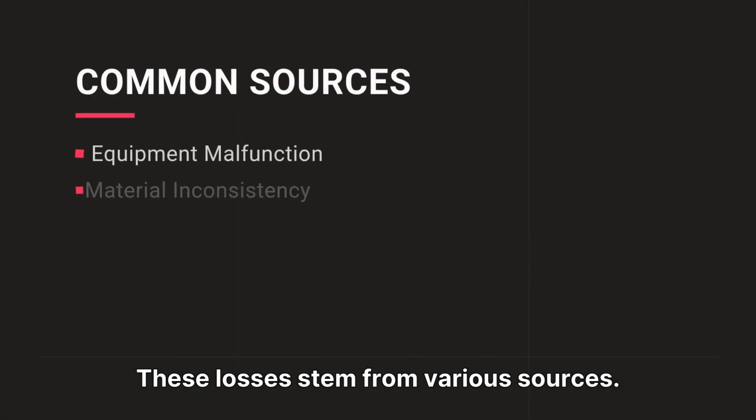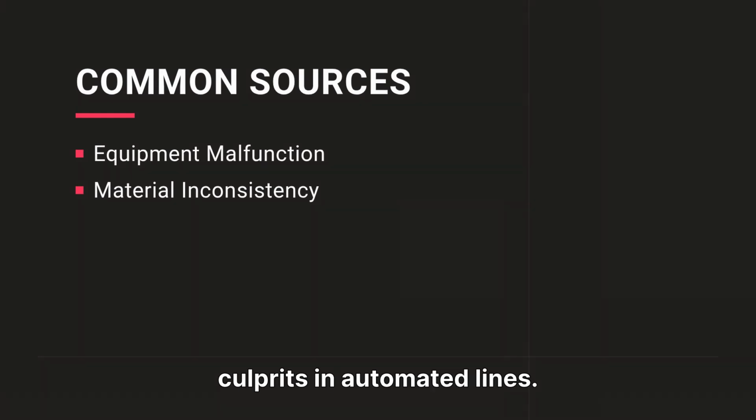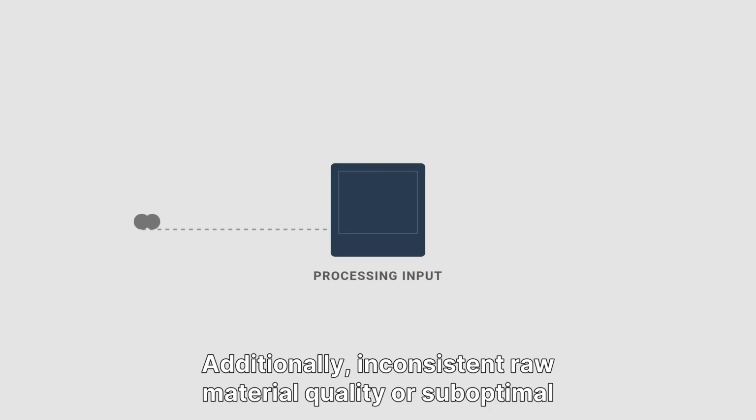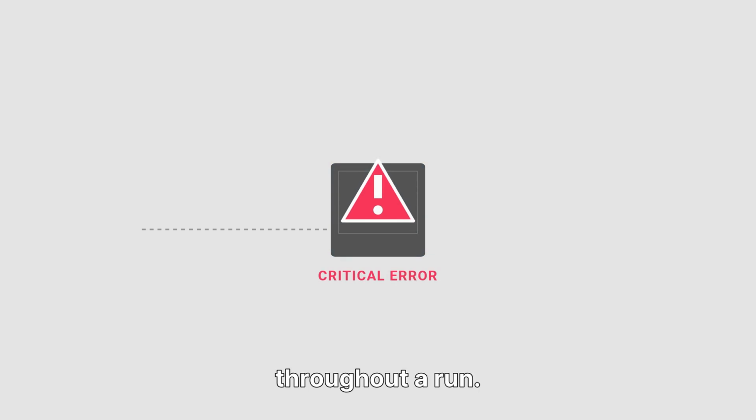These losses stem from various sources. Equipment malfunctions or calibration drifts are frequent culprits in automated lines. Additionally, inconsistent raw material quality or suboptimal process parameters can lead to systematic defects throughout a run.